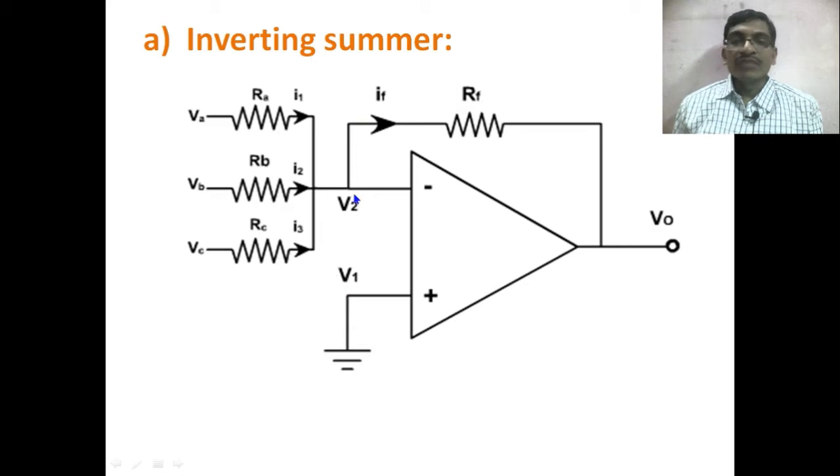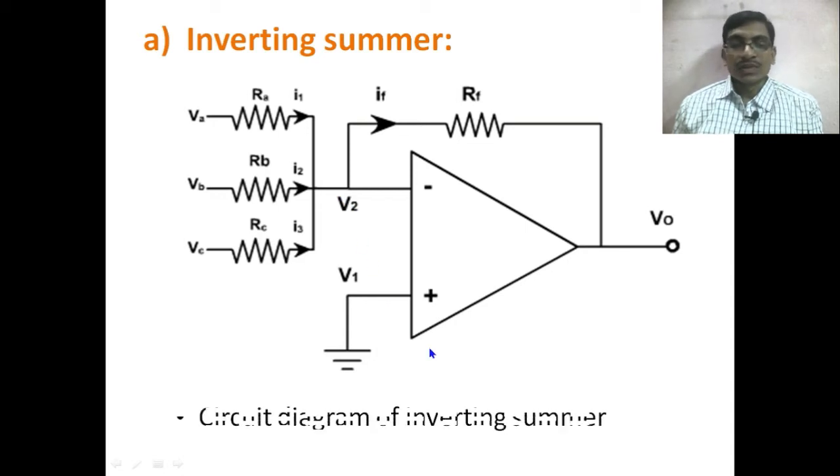Okay, so V1 and V2 are the two input voltages of our operational amplifier. According to the virtual ground concept, we can say the voltage at both input terminals of the operational amplifier is the same. V1 is equal to V2, and as V1 is given to the ground terminal, therefore V2 is also equal to 0. See, this is the circuit diagram for the inverting summer or inverting adder. In examinations they may ask you for an adder or summer; both circuits are similar.